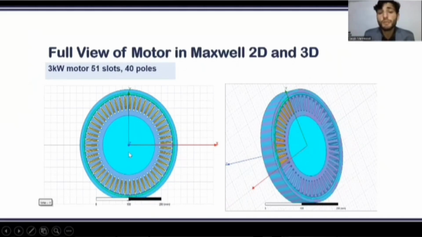So this is the 2D model of the 3 kilowatt 51 slot 40 pole motor, and this is the 3D view. From the 3D view, we can see the axial length, and from the 2D view, we can take the approximation of the radial length. This model has the greatest radius of all the three models.